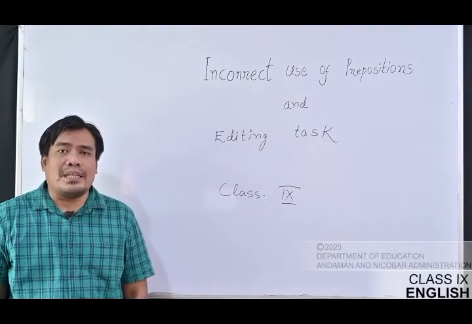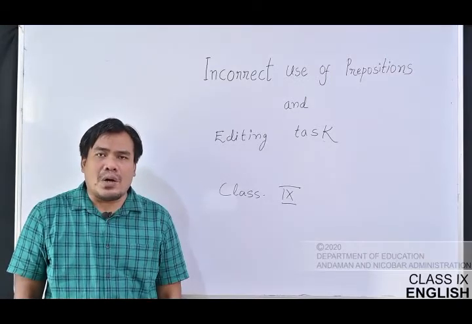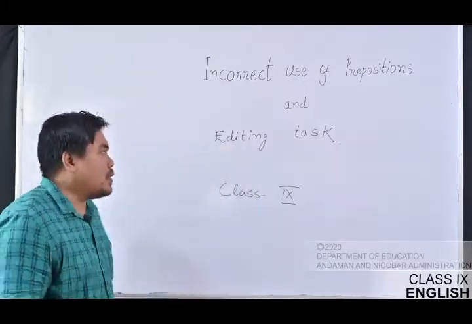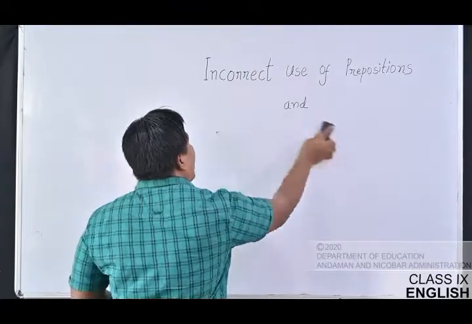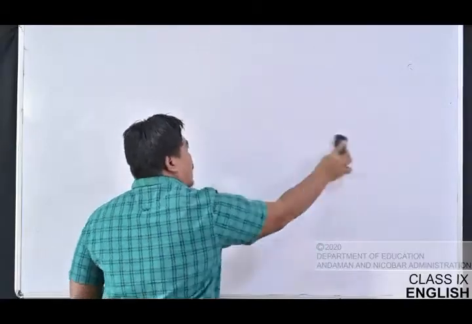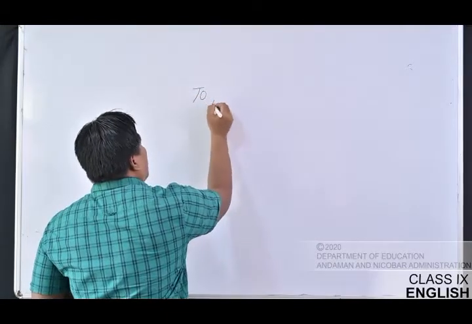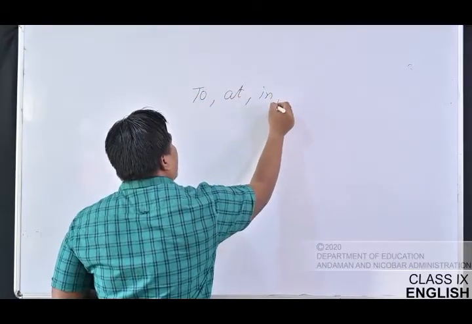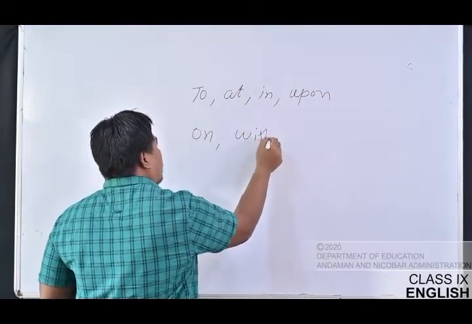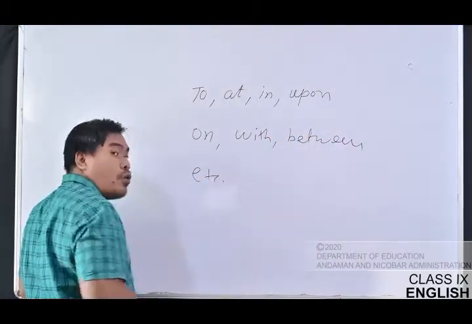The meaning of a preposition is that it connects a pronoun, noun, etc. I just want to write them down for you so that you will understand exactly what a preposition is. This is going to be repeated, as I told you in the last class. So these are prepositions: to, at, in, upon, on, with, between. These are all prepositions, etc. Okay, there are more.